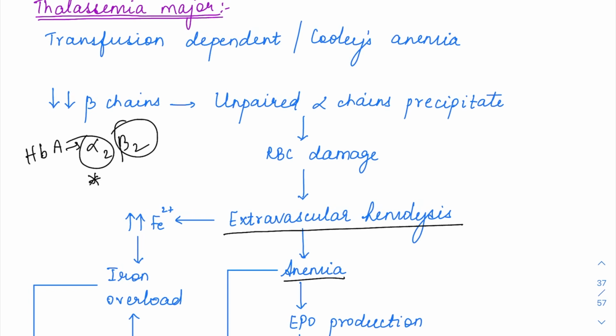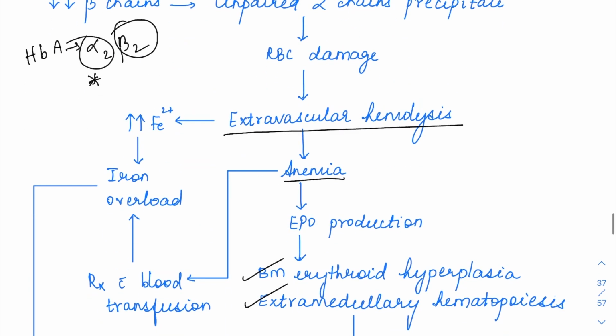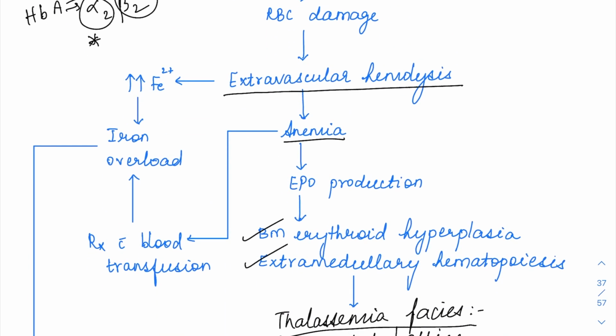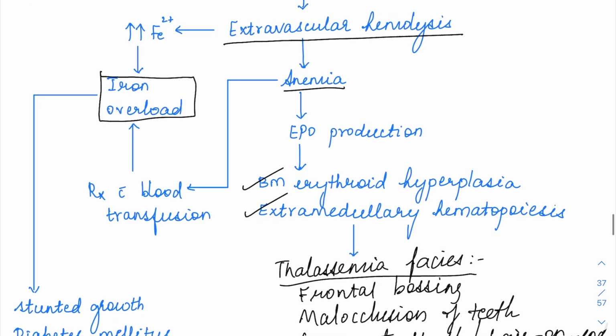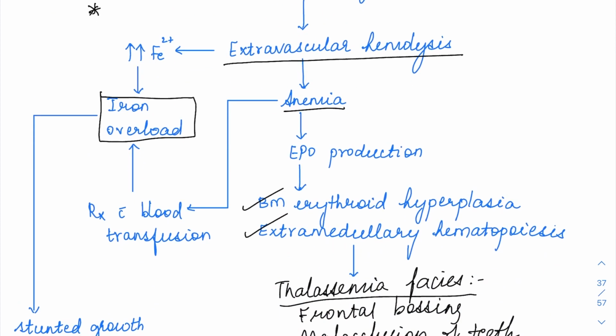So there is going to be severe anemia. So however much the bone marrow is trying to compensate for it, it is not able to compensate, and the patient goes in for transfusion dependency. So when there is this extravascular hemolysis, obviously with RBCs breaking down, iron is going to be released. So lots of extravascular hemolysis is going to happen, so lots of iron is being released. So this iron is going to cause iron overload. So in thalassemia patients, there is going to be a state of iron overload.